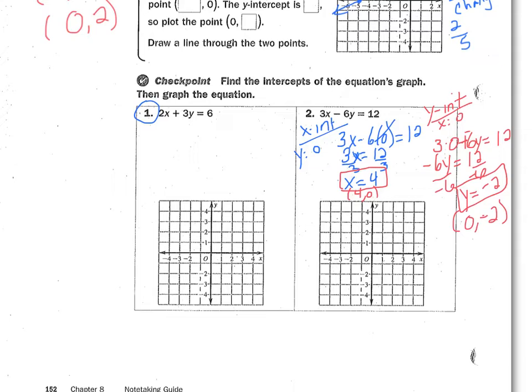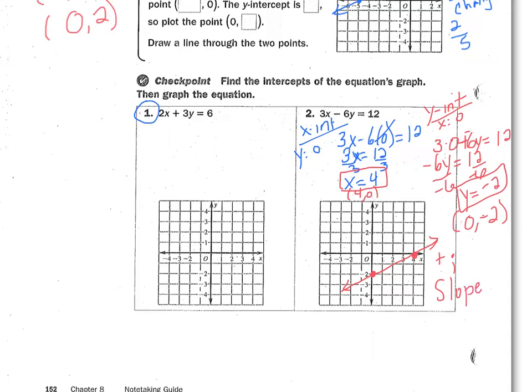Okay, so you go over to your graph, you go over to 0, -2, which is right here, and 4, 0, which is right here, and we connect. Again, this one has a positive slope. Can you guys tell me what the slope is? Tell me what the slope is of this line.